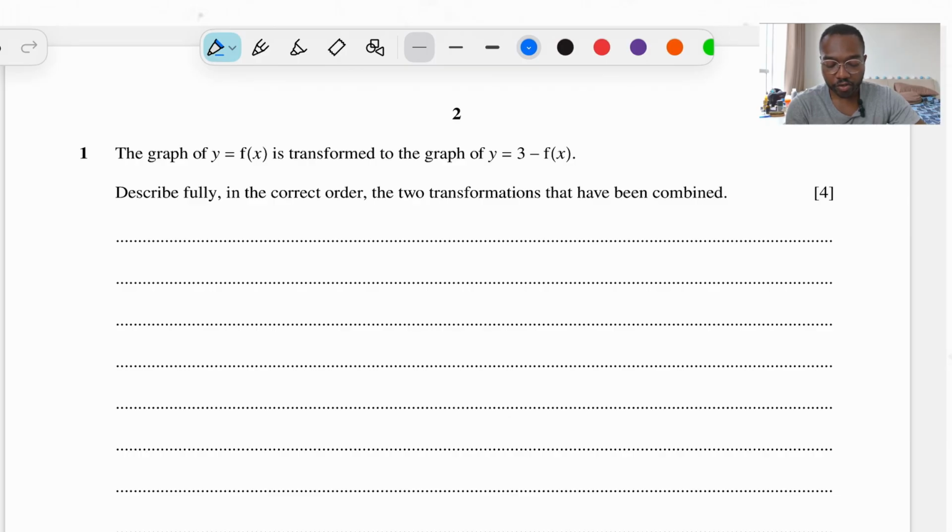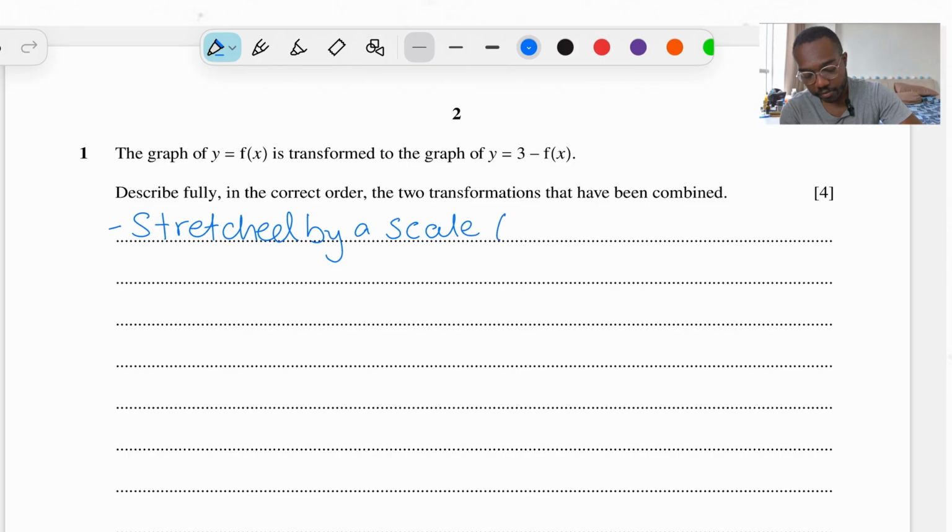So the first transformation will be the minus f of x. What is that minus f of x? Well, there's two ways we can describe it. The easiest way is to say that because the minus is outside the f of x, it is going to be stretched by a scale factor of minus 1 in the y direction. So that is the first transformation.